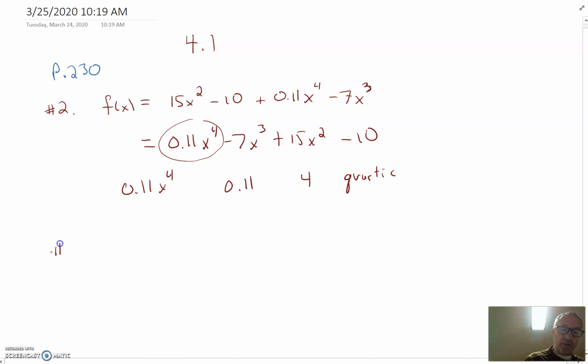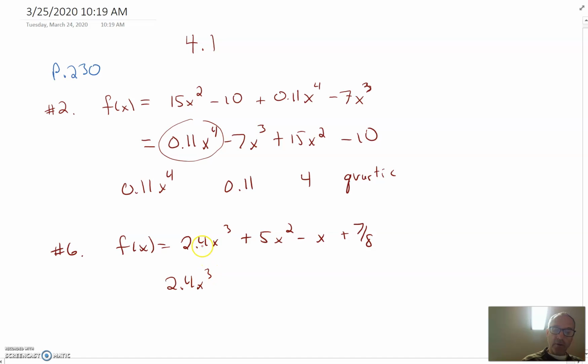Number 6. So I'm going to put it in order right away. It looks like it already is in order. There's the third, the second, the first, and the constant. So okay, what's the leading term? 2.4x cubed. What's the leading coefficient? 2.4. What's the power? 3. And this will be a cubic. Okay, I think that's pretty straightforward exercise there.